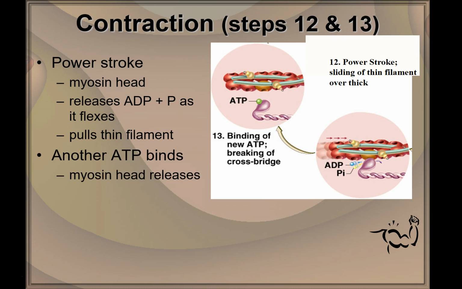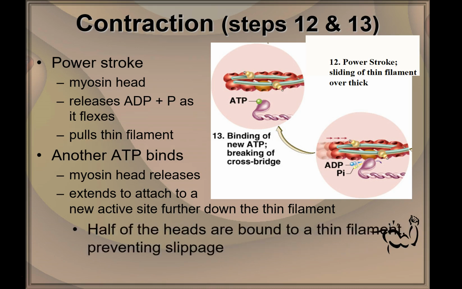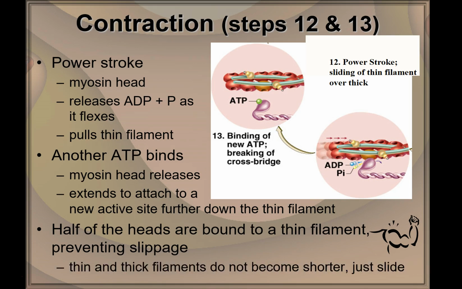So another ATP molecule binds to the myosin head, causing it to release. We hydrolyze that ATP molecule, cocking the head again so it can extend further down, grab another active site on the thin filament. Half the heads are bound to the thin filament, while the other half aren't. This kind of prevents slippage back to the way things were. And this is how the sarcomere shortened. The Z discs come closer, but the actual myosin and actin filaments didn't change shape, didn't change length. They just slide over the top of each other.